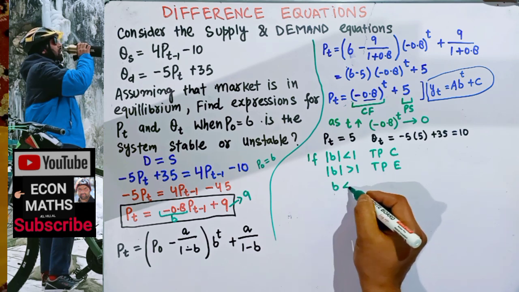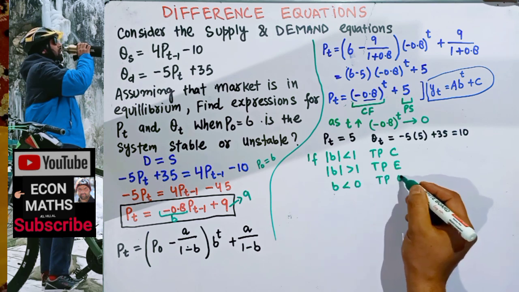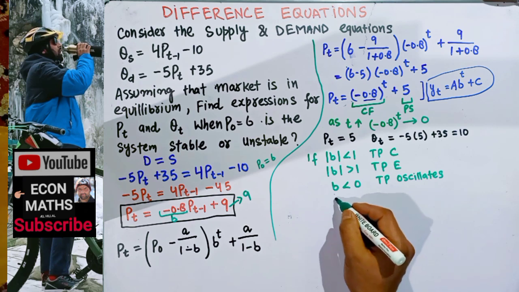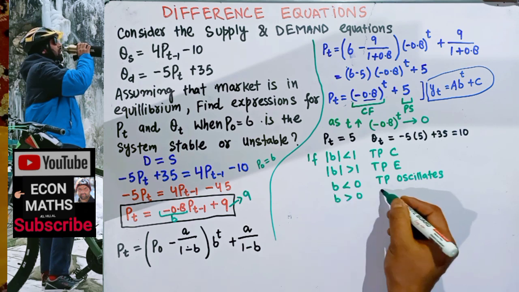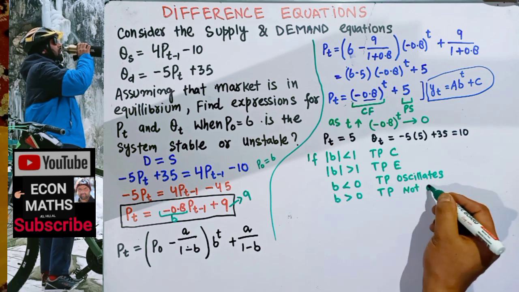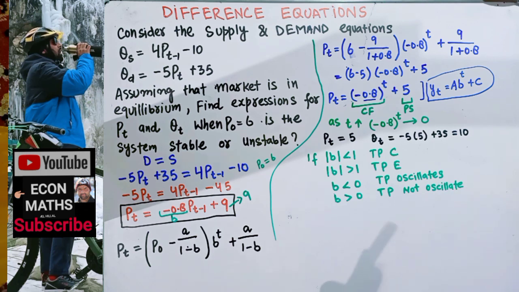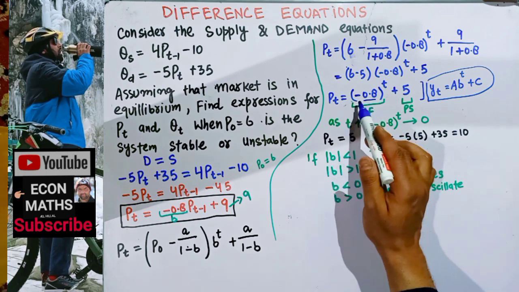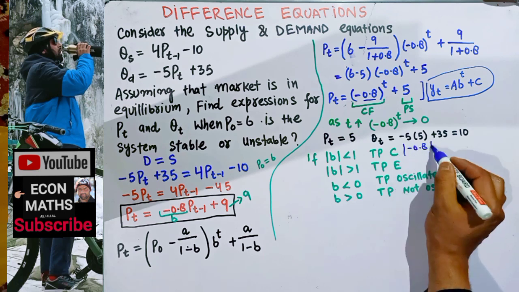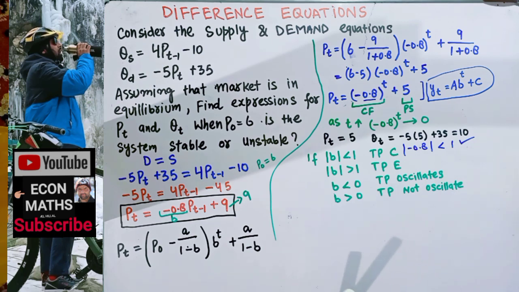And if b is less than 0, the time path oscillates. If b is greater than 0, the time path does not oscillate. Here we have seen our b is minus 0.8, and its modulus is less than 1, so this condition is being satisfied. That means the time path will converge.